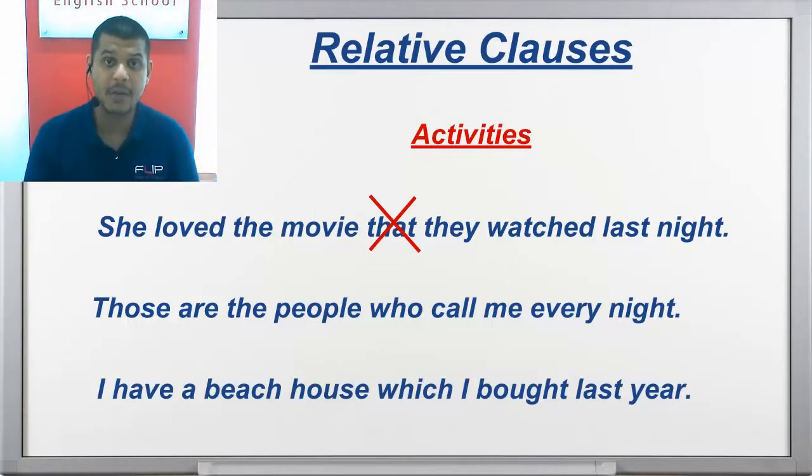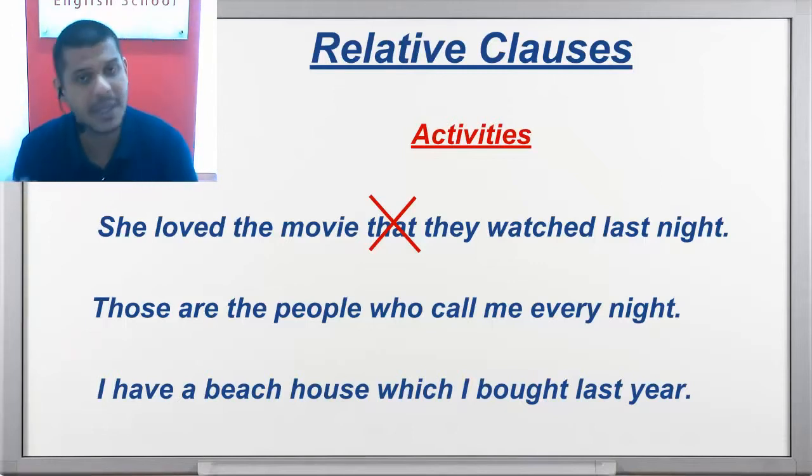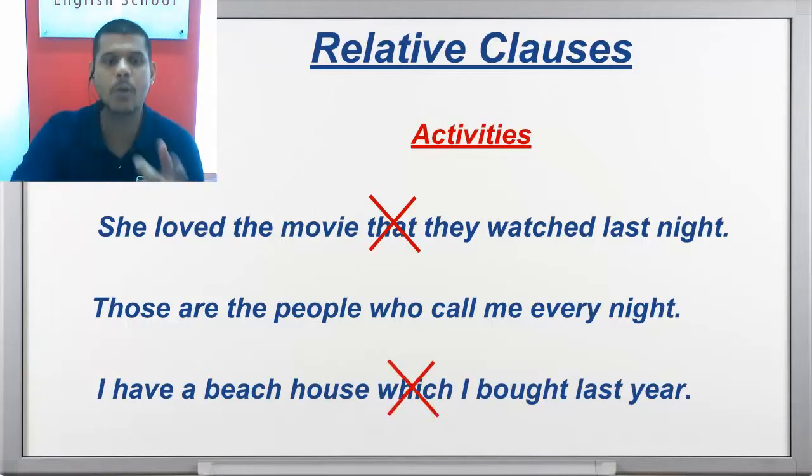I have a beach house which I bought last year. So, after the relative pronoun which, I am using the pronoun I. When I have a pronoun immediately after the relative pronoun, I can remove the relative pronoun. And it goes like, I have a beach house I bought last year. Basically, this is it for this part.